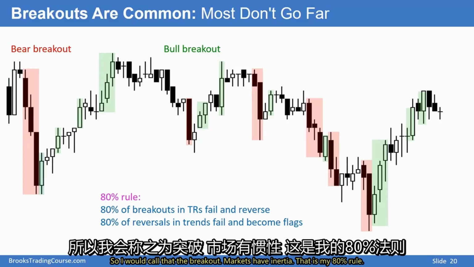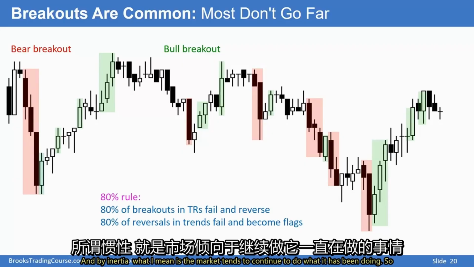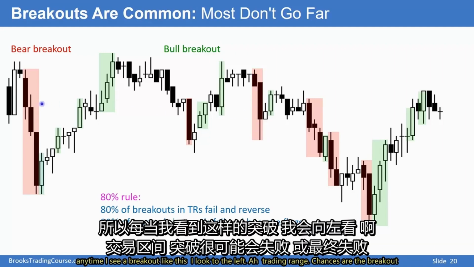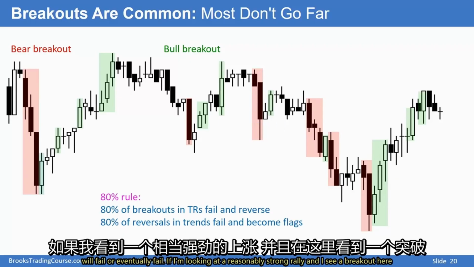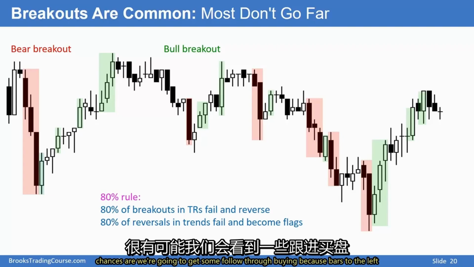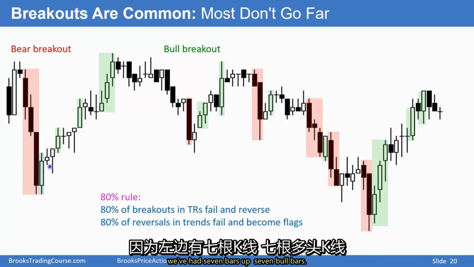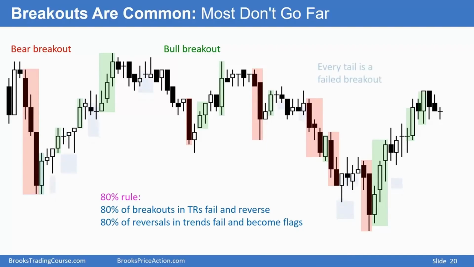Markets have inertia. That is my 80% rule. And by inertia, what I mean is the market tends to continue to do what it has been doing. So anytime I see a breakout like this, I look to the left. Trading range. Chances are the breakout will fail or eventually fail. If I'm looking at a reasonably strong rally and I see a breakout here, chances are we're going to get some follow through buying, because bars to the left, we've had 7 bars up, 7 bull bars.